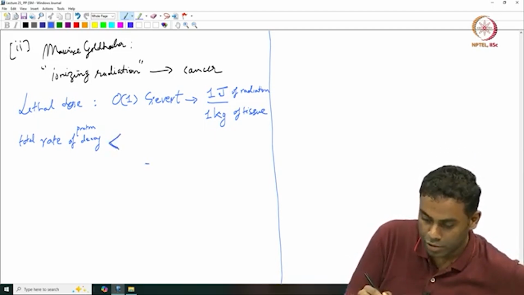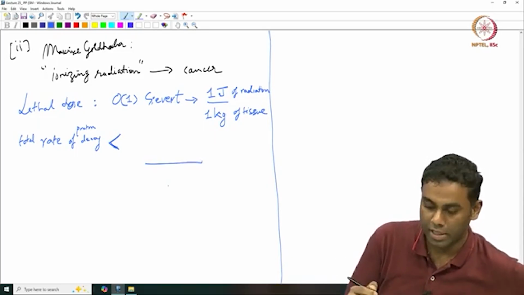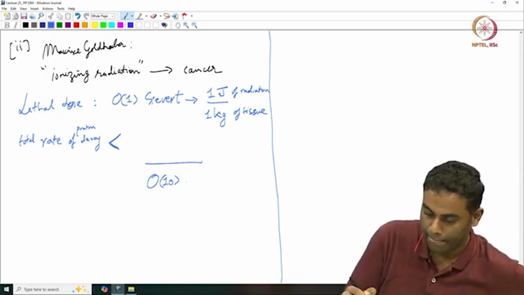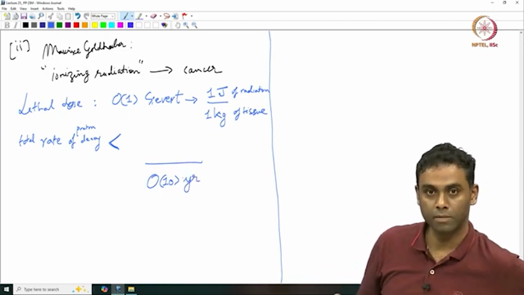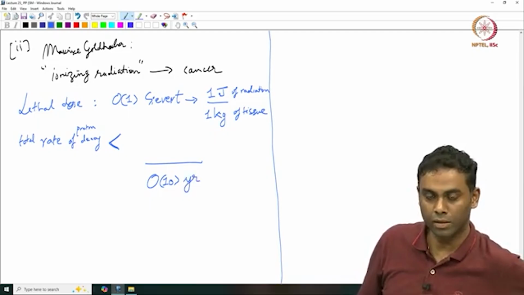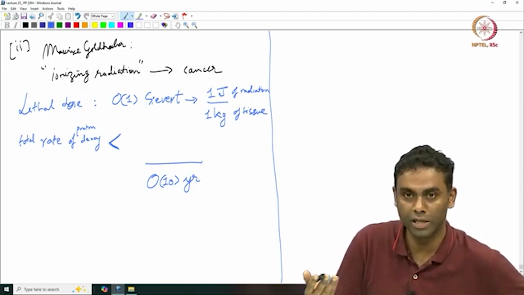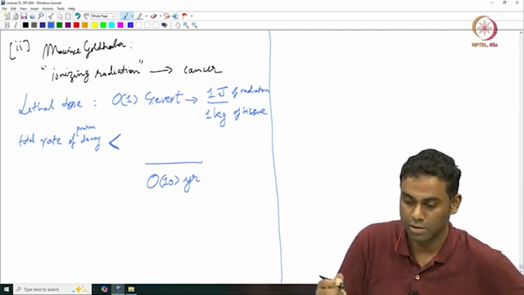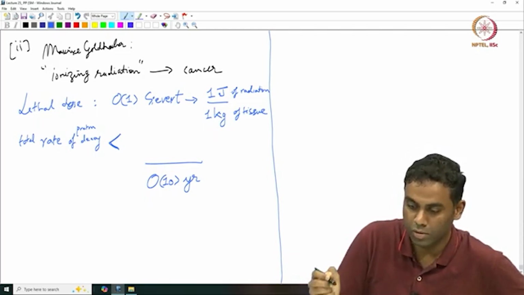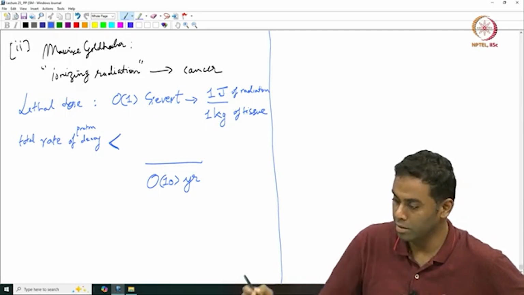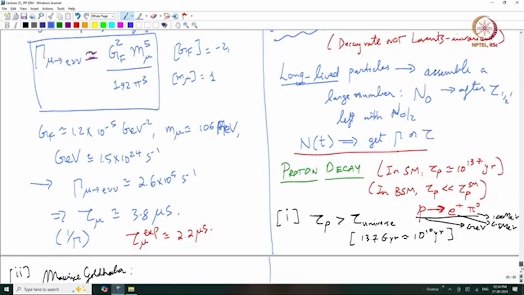in the denominator I am going to put, we all live order 10 years, so I am going to put order 10 years, and this is the fraction of protons that have to decay in your body. So, 1 joule of radiation would mean I need 1 joule of energy from protons.